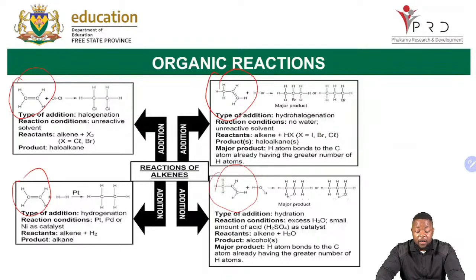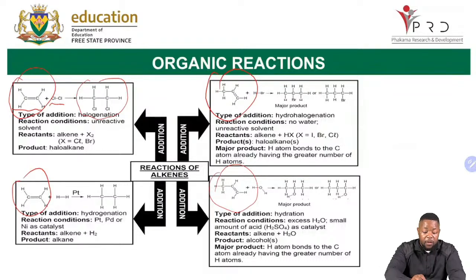So any unsaturated organic molecule should undergo addition reaction. So let's start with ethene here. Ethene, when reacting with chlorine, should undergo addition reaction, and the type of addition reaction here should be halogenation. So what are the reaction conditions here? We need an unreactive solvent, and the product here will be a haloalkane.